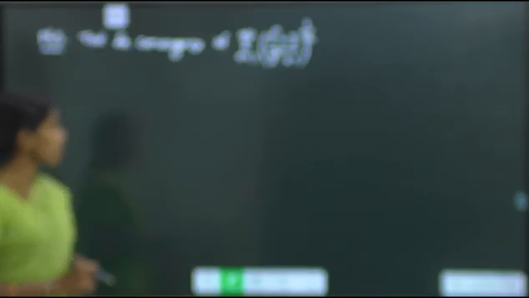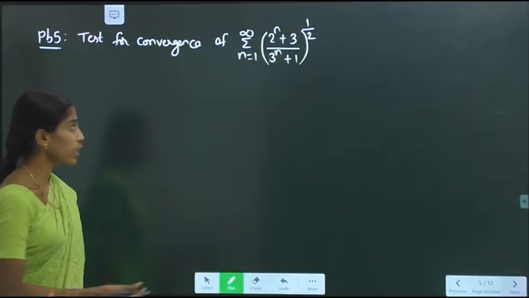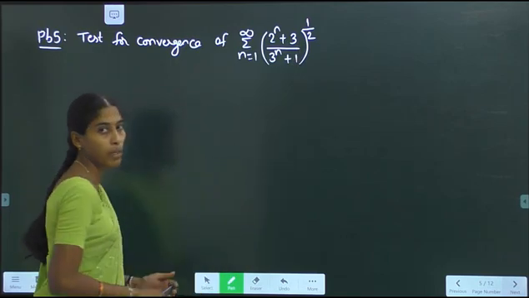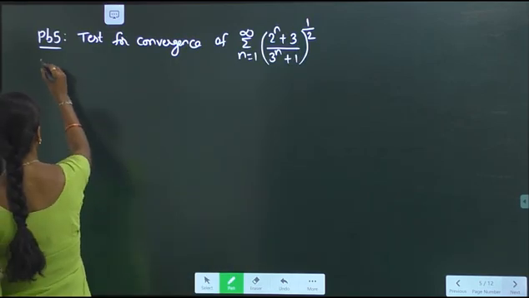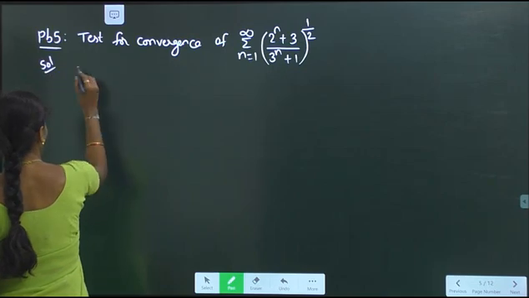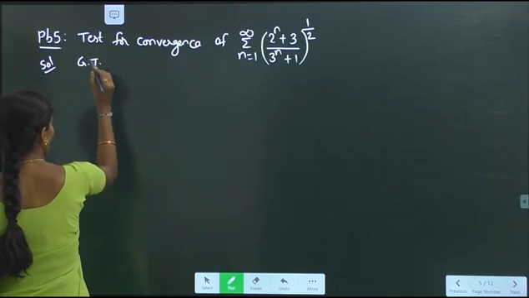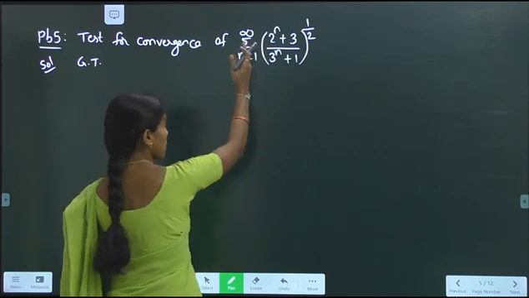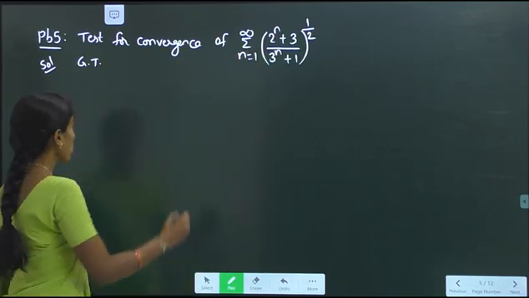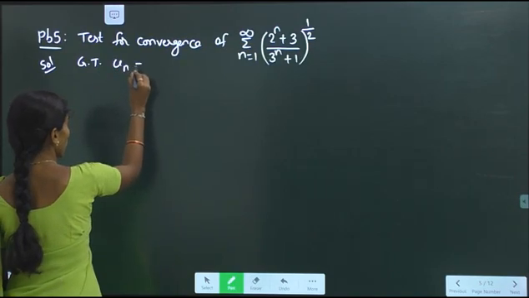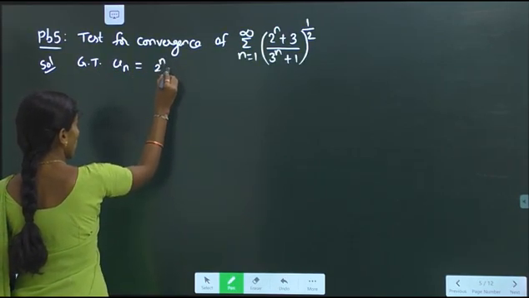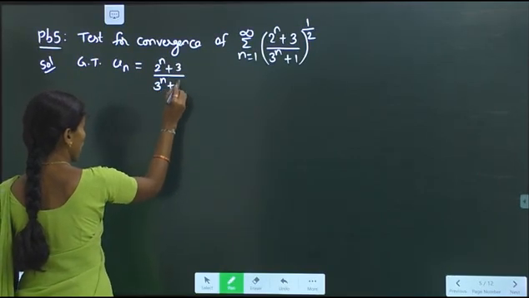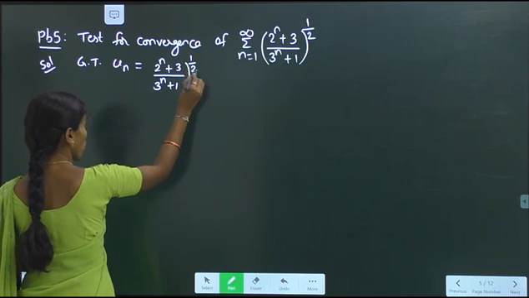Test for convergence of sigma n equal to 1 to infinity, (2 power n plus 3 by 3 power n plus 1) whole power 1 by 2. So given that, what is Un? Un is the generalized nth term, whatever is present beside this sigma. So Un is equal to (2 power n plus 3 by 3 power n plus 1) whole to the power 1 by 2.